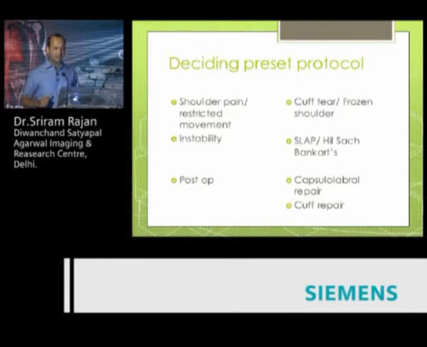How do you decide the preset protocol? We generally have three or four protocols in our center. The first is something like a cuff tear protocol, in which the patient comes in with shoulder pain or restricted mobility. Then you have an instability protocol in those patients who have recurrent dislocation. And finally, that in post-op patients.